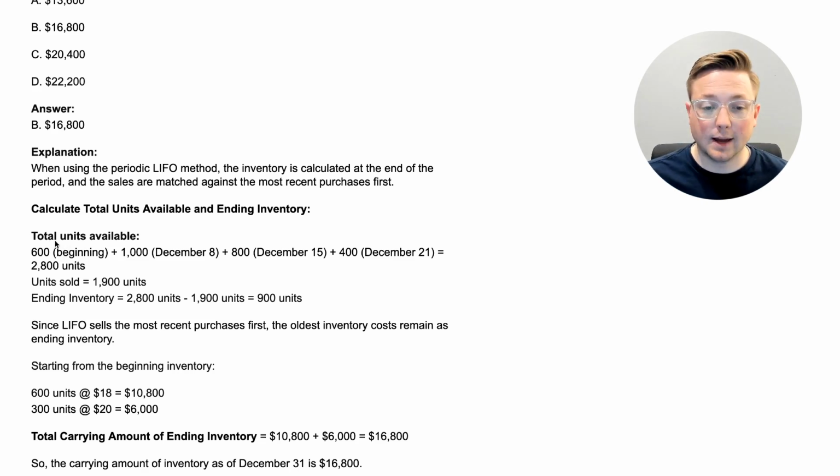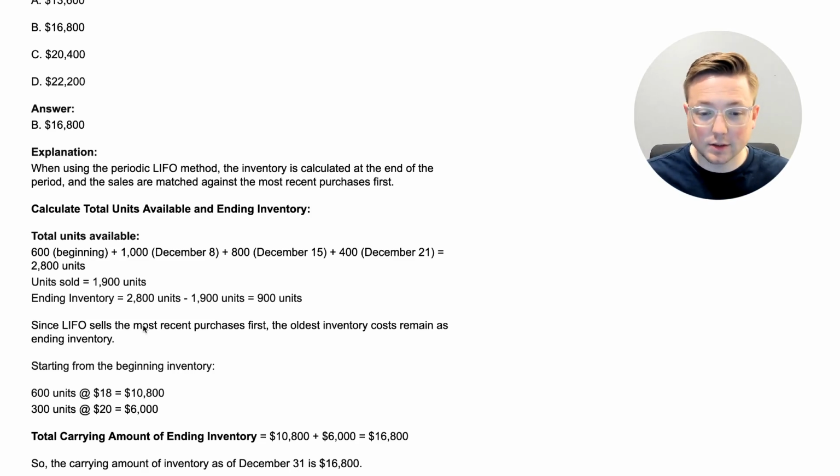So to start, we have 600 units from the beginning, 1,000 units from December 8th, 800 units from December 15th, 400 units from December 21st, and that gets us to 2,800 units available for when the units are sold, which 1,900 units were sold. So that leaves us with an ending inventory of 900 units. We're focusing on units first. We're not focusing on the cost. So now that we know that the inventory has to end with 900 units, we go here.